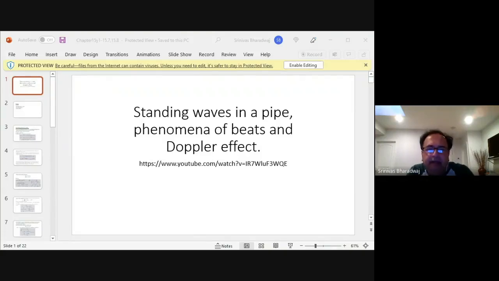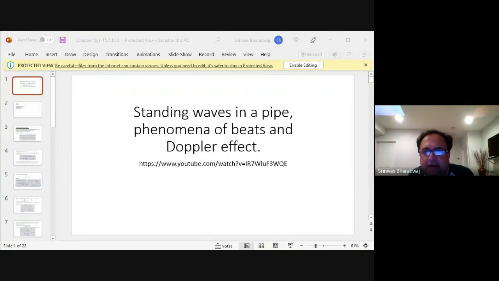Now, the end correction: the node at the open end of a pipe sometimes occurs at a distance slightly outside the open end, at roughly 0.6 r units from it, where r is the radius of the pipe. If r is the radius of the pipe, 0.6 r outside is where it kind of closes. So that is what is called an end correction.